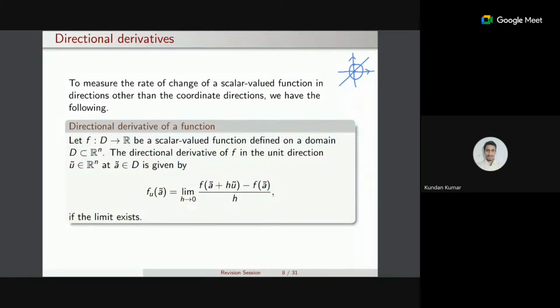So instead of a tilde plus h times a coordinate direction, which is (1, 0) or (0, 1), or (1, 0, 0), (0, 1, 0), (0, 0, 1) in R3, or any of the standard basis vectors, you change it to the direction vector. So you're changing the function in the direction of u tilde, and then measuring the rate of change, taking the limit as usual. Once again, the limit may exist, may not exist.